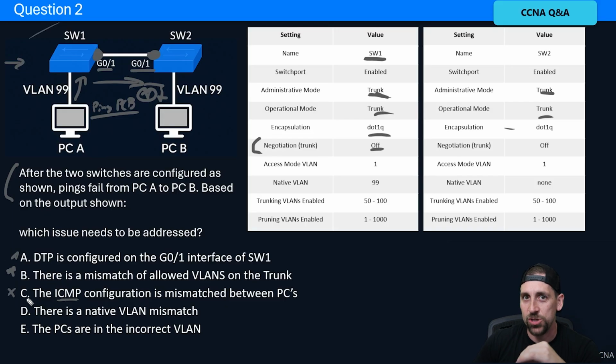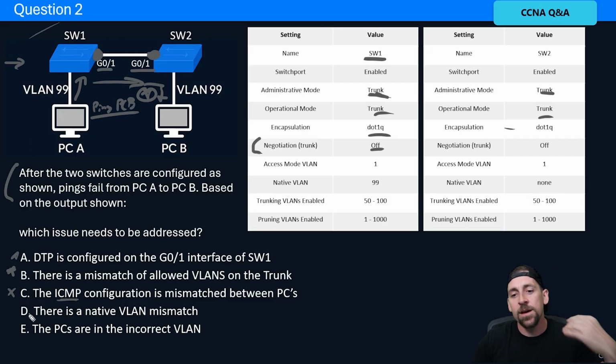I would say if there was no other answer here that worked at all for this question, then maybe you would say, okay, maybe it's an ICMP config issue. That's the only thing that even makes any sense. But at this point, I would say that that's very unlikely. Let's go on to the next one.